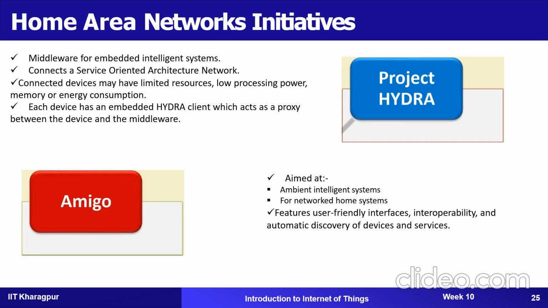Now the two initiatives which are taken in your home area networks are Project Hydra and Amigo. So Project Hydra is a middleware for your embedded intelligent system which connects different service oriented architecture networks. However, your Amigo aimed at ambient intelligence systems for your networked home systems.